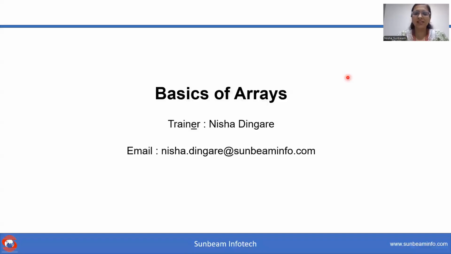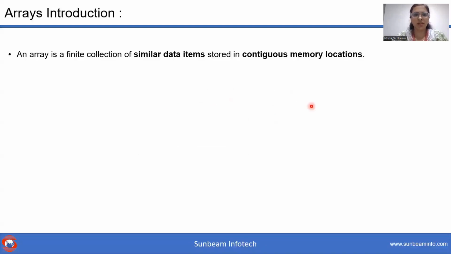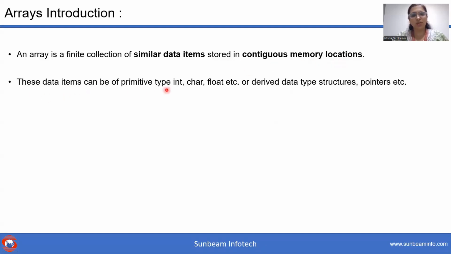Hello everyone, in this video we will be seeing the basics of arrays using C programming. An array is a finite collection of similar data items stored in contiguous memory locations. These data items can be of primitive type, that is int, char, float, etc., or derived data types such as structure, pointers, etc. Let's understand this with the help of an example.